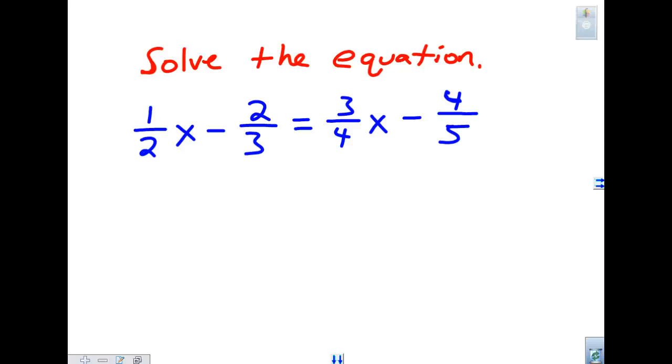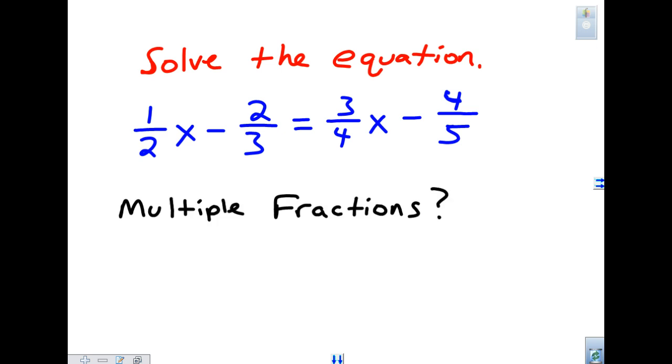Okay, today we're going to look at solving this equation: 1/2 x minus 2/3 equals 3/4 x minus 4/5. This equation can be intimidating for a lot of students because of all the fractions. So I'm going to show you a trick today for dealing with all these fractions so that you can just get around them, so you don't have to deal with them.